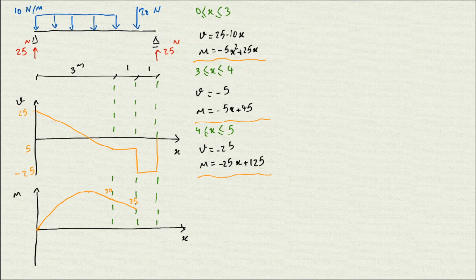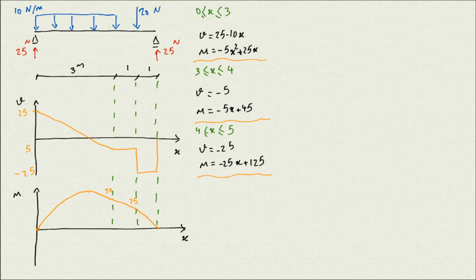And then from here, if I put 4 here, this is going to be negative 100, and it's going to be 125, so it's going to 25. And if I put 5, this is going to be 0, so it goes from there to 0. So that's what we'll see. That's going to be our moment diagram.